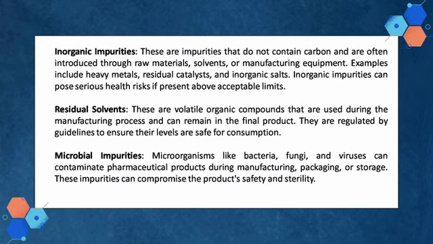Third, residual solvents. These are volatile organic compounds that are used during the manufacturing process and can remain in the final product. They are regulated by guidelines to ensure their levels are safe for consumption. Fourth, microbial impurities. Microorganisms like bacteria, fungi, and viruses can contaminate pharmaceutical products during manufacturing, packaging, or storage. These impurities can compromise the product's safety and sterility.